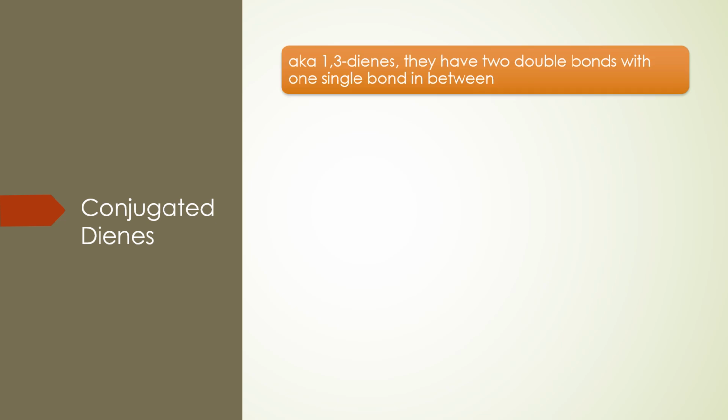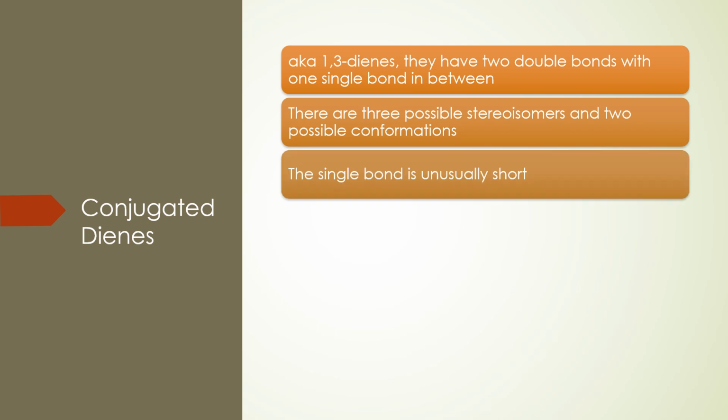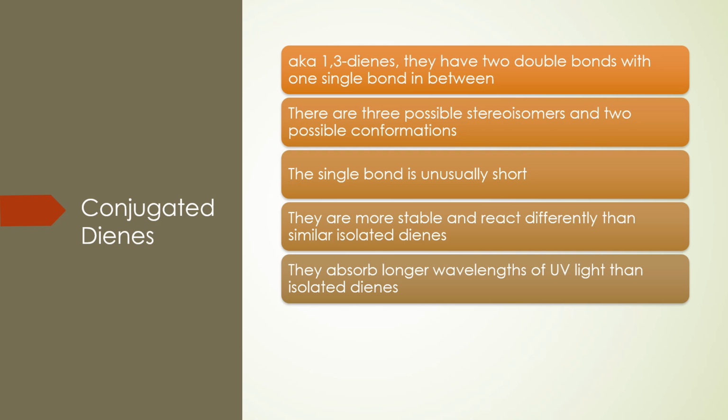Here are a few basic things on conjugated dienes. They are compounds with two double bonds joined by one sigma bond, and they're also known as 1,3-dienes. They have 3 possible stereoisomers and 2 possible conformations. The single bond is unusually short. They are more stable and react differently than similar isolated dienes. They absorb longer wavelengths of light than isolated ones.